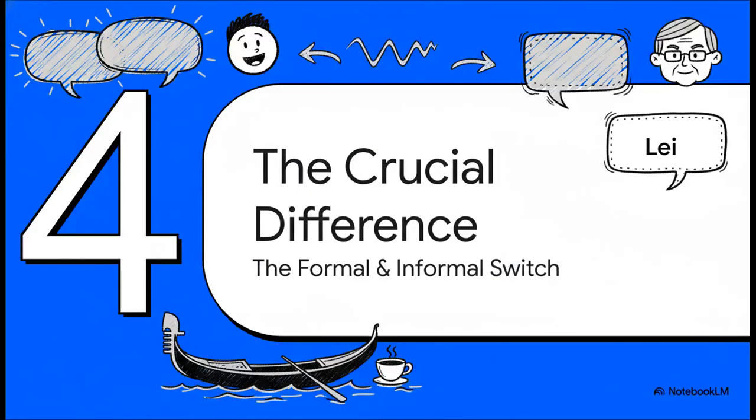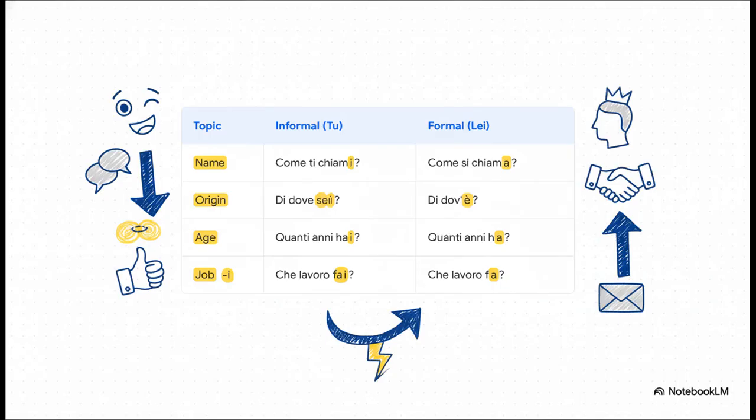All right, hold on. Before we put this all together, we've got to cover something that is absolutely critical in Italian culture. Knowing when to be informal with tu and when to be formal and polite with lei. Take a look at this table and see if you spot the pattern. Over in the informal tu column, you see a lot of verb endings with an I sound. Chiami, sei, hai, fai. Now look at the formal lei column. The verbs change, right? They look like you're talking about a he or she. Si chiama, ha, fa. Getting this switch right is key to being polite.